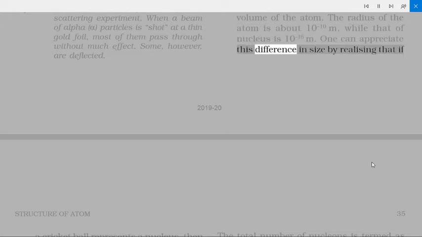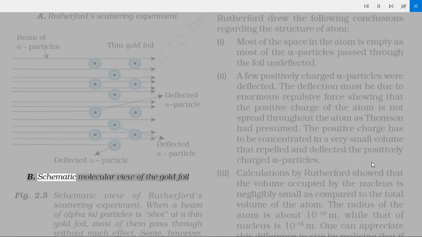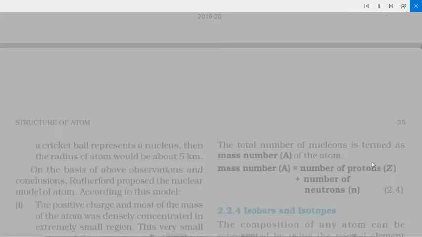One can appreciate this difference in size by realizing that if a cricket ball represents a nucleus, then the radius of the atom would be about 5 kilometers. Fig. 2.5: Schematic view of Rutherford's scattering experiment. When a beam of alpha particles is shot at a thin gold foil, most of them pass through without much effect. Some, however, are deflected. A: Rutherford's scattering experiment. B: Schematic molecular view of the gold foil.